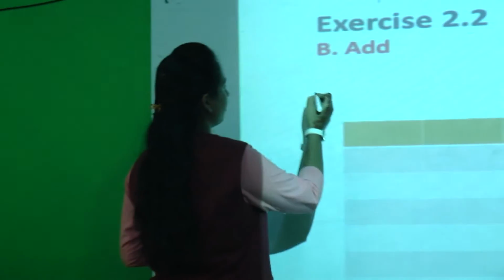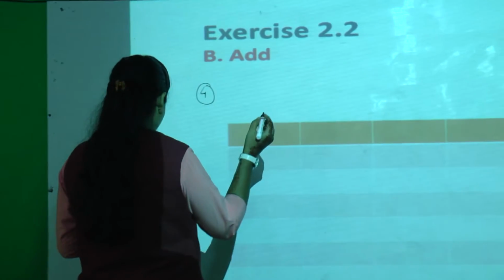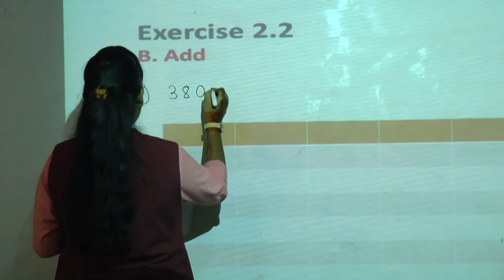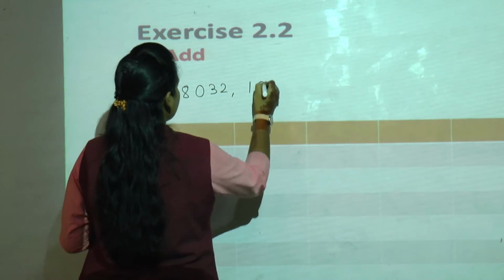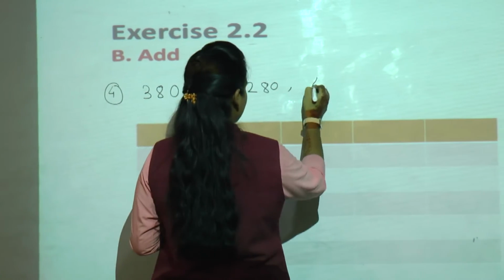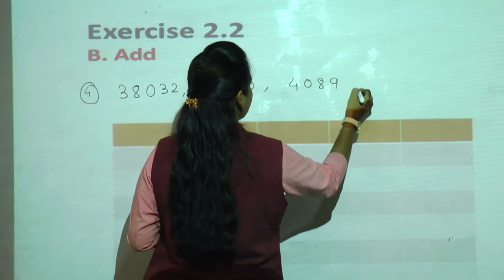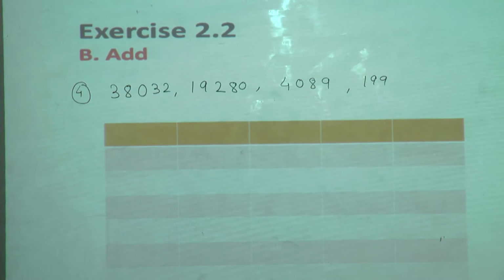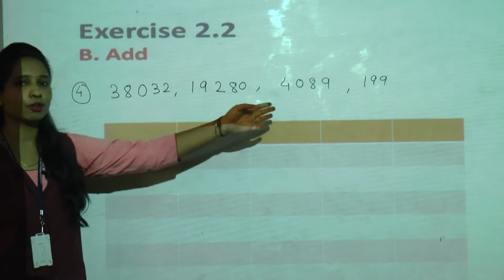Now everyone, if you have pencil with you, just take the 4th number question. Okay. Now I am going to take 4th number question. What is the 4th number question? Let me write here: 38,032, 19,280, and the next is 4,089, and the last number is 199. Now we have to do addition of these given 4 numbers.